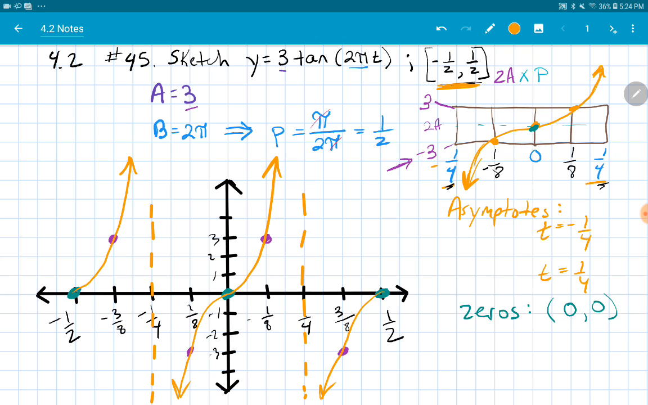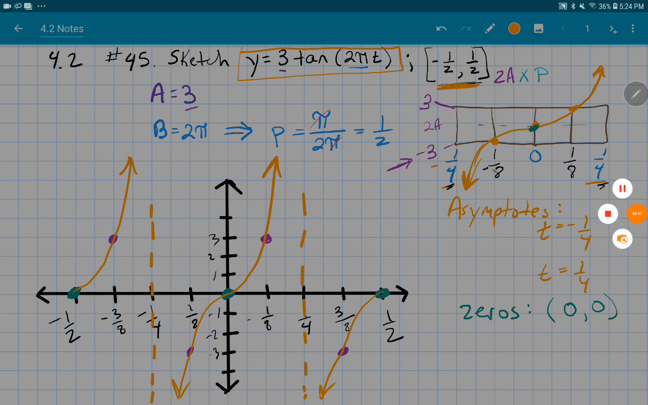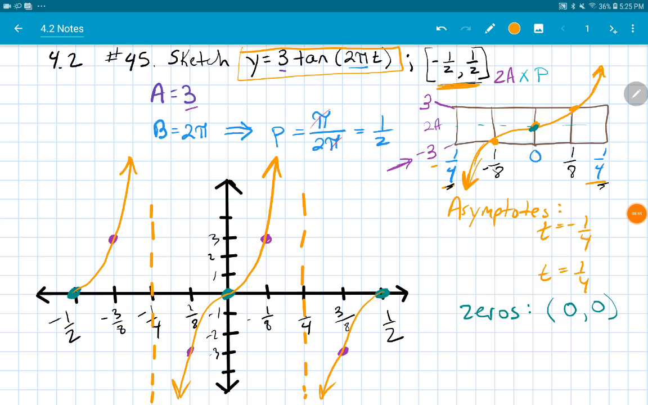Okay, so there's my graph of 3 times tangent of 2 pi t on the interval of -1/2 to 1/2. We have one more thing to answer in this. So we listed our asymptotes, but we only got that center 0. After I extended the graph, I saw there was another 0 at 1/2 and -1/2 every period. And that is my final graph.